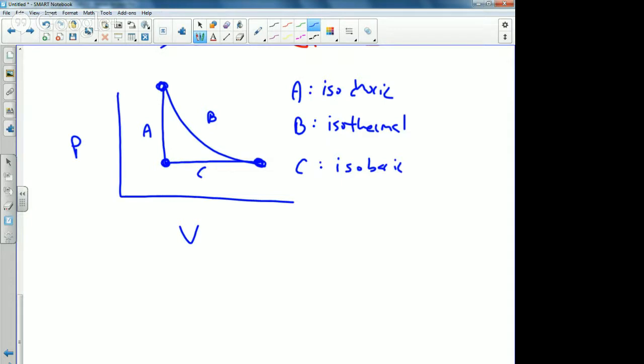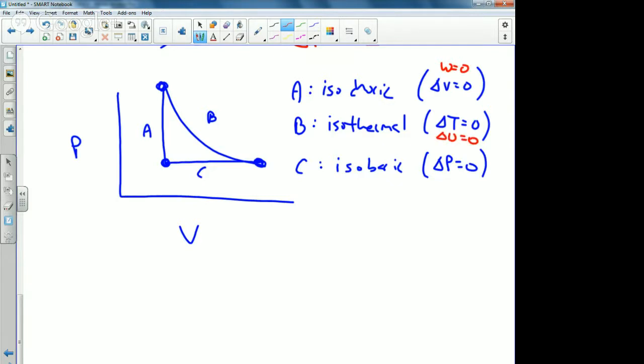Isochoric, isothermal, isobaric. Okay. No change: delta V is equal to 0, delta T is equal to 0, delta P is equal to 0. Of course, if you talk about it in terms of the laws, certain things are important. For example, when delta V is equal to 0, I know that work is also equal to 0. And when delta T is equal to 0, I know that delta U is also equal to 0. So right, if I want to talk about it in terms of the laws.